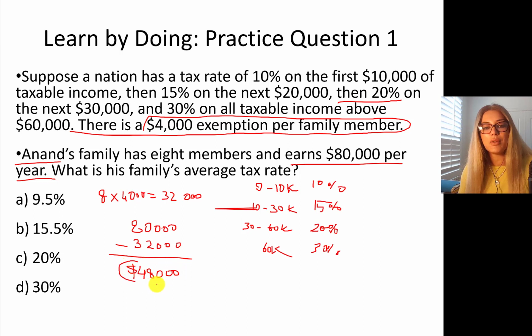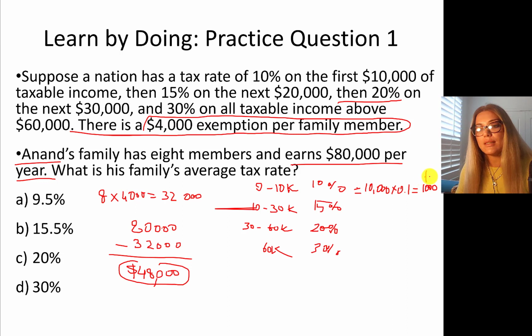So let's find how much tax he pays. For the first $10,000, we're going to do this until he hits 48,000. Out of the first $10,000, he is going to pay 10%, 0.1. So this is $1,000. This is his tax bill. We're going to add it up. From 10,000 to 30,000, that's $20,000 in that bracket times 15%, which is $3,000.